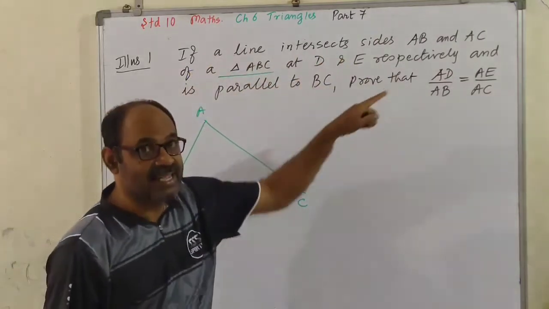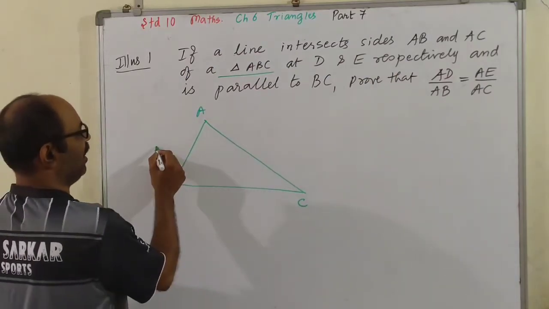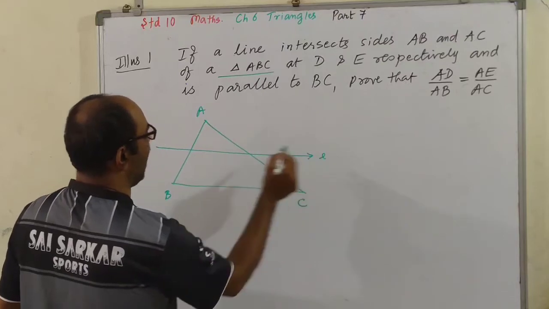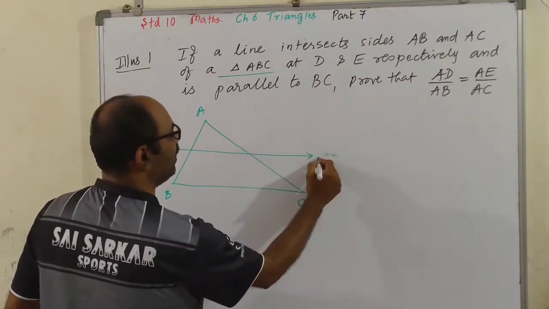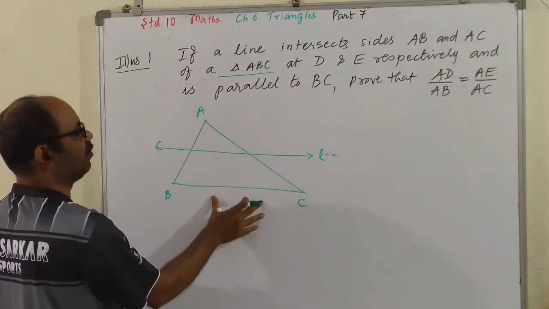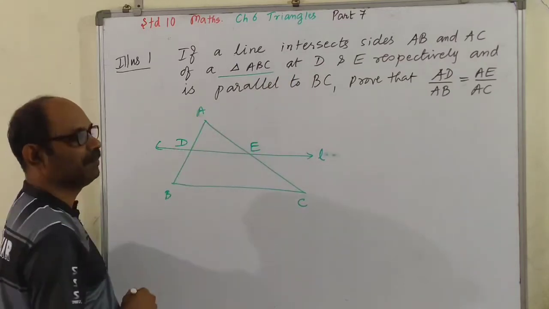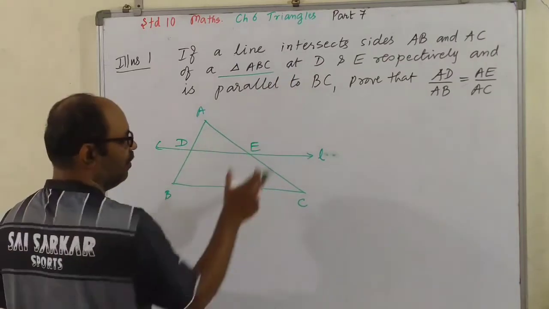A line intersects two sides and it is parallel to the third side. Let's say this is the line L. This is line L which intersects AB and AC and is parallel to BC at points D and E respectively. Correct? It is parallel to BC. It's given.